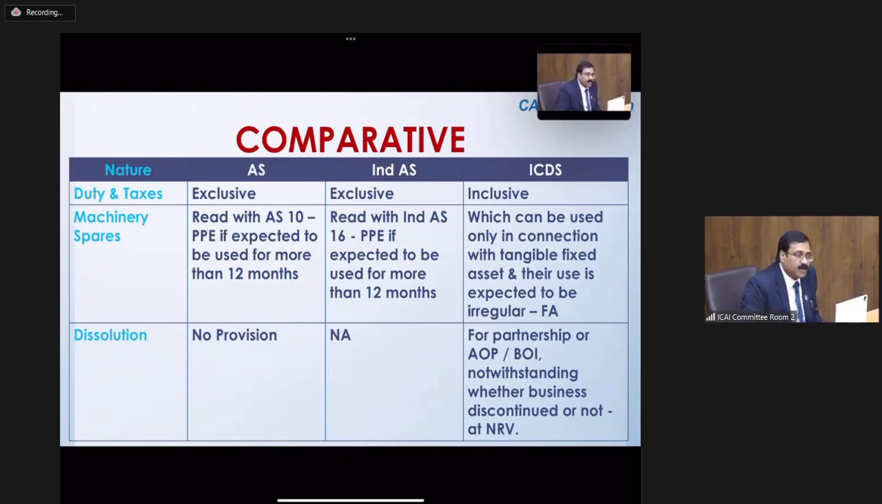In case of a dissolution of a partnership firm, AOP, BOI, there is no specific provision under the AS or the Ind AS for the inventories. But ICDS says that in case this partnership, AOP or BOI is dissolved, notwithstanding whether after that dissolution the proprietorship is continuing with the business, the assets are to be valued at net realizable value. So this is an exception which is given in the case of ICDS. So again, in accounting, you cannot do that, but in ICDS, you will have to take care of that in the case of dissolution, right?